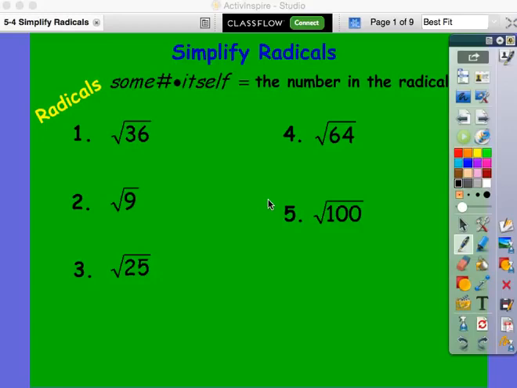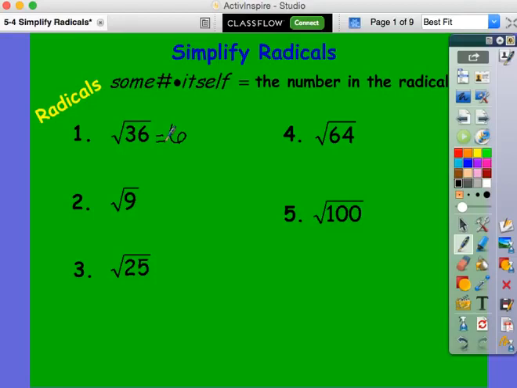This lesson is on simplifying radicals. A radical looks like this, and in this case we're dealing with square roots. Remember that a square root is when you are finding a number multiplied by itself to give you the number that's in the radical. So for number 1, the square root of 36, you need to think of what number multiplied by itself would be 36. Aaliyah? 6. Okay, so the square root of 36 is just 6.